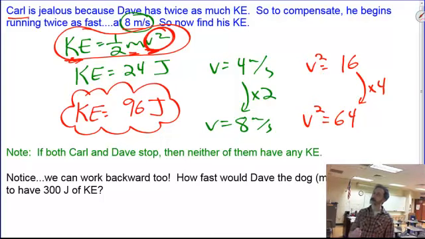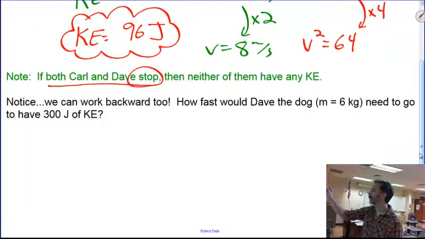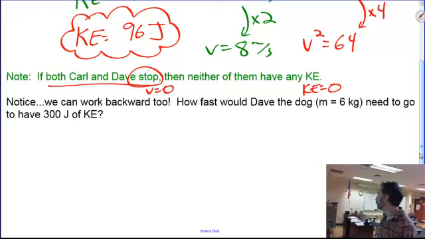All right, this is a really important thing, particularly when we get to car crashes. That's why traveling at high speeds is so much more dangerous, because you have way more energy than when you're going at lower speeds. Okay? All right. One other thing worth noting is this, that if both Carl and Dave stop, then their velocity is going to be 0, which means that their kinetic energy will be 0, right? Okay? And finally, obviously, we can work backwards, right?